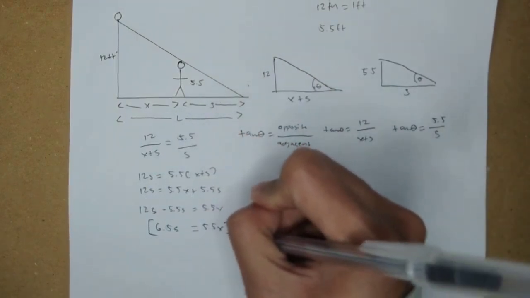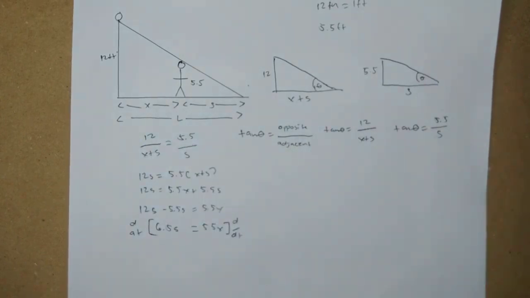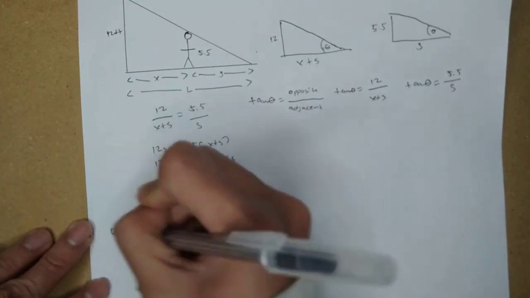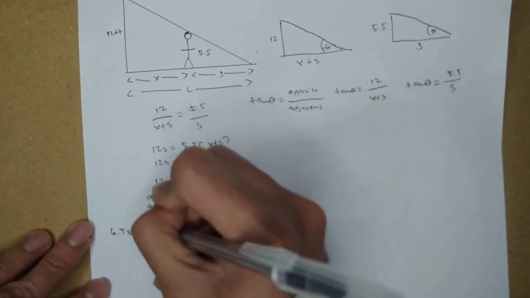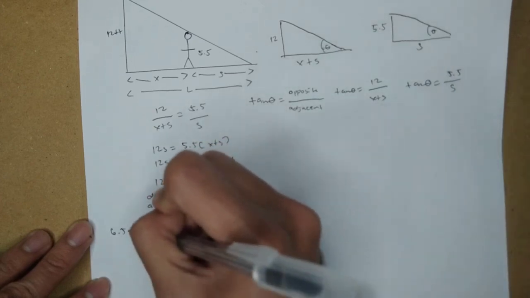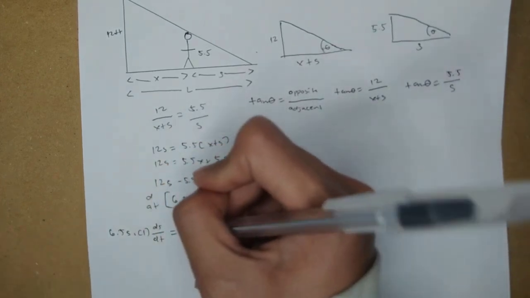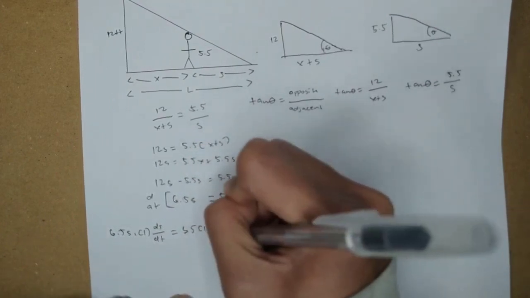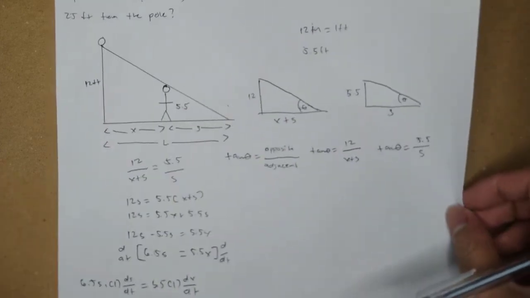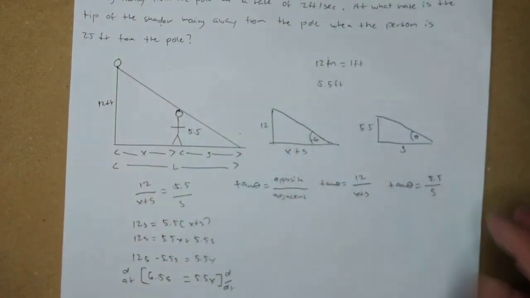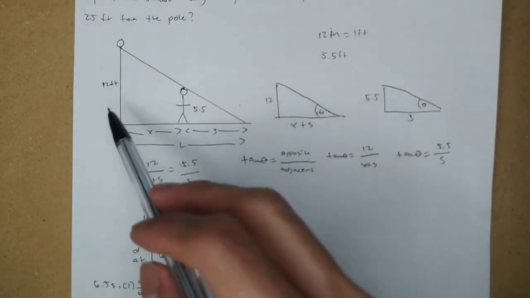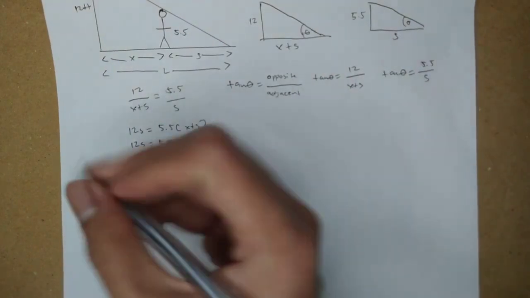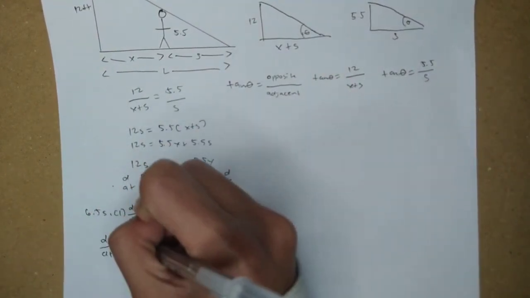So we are going to differentiate it with respect to time. So this would be d over dt. Now if we differentiate it, we would come up with 6.5s times 1 ds over dt. And for the right side, we have 5.5 times 1 dx over dt. As we have known in the example, the rate of 2 feet per second is the distance from the pole to the person. So we know that dx over dt is equal to 2 feet per second.